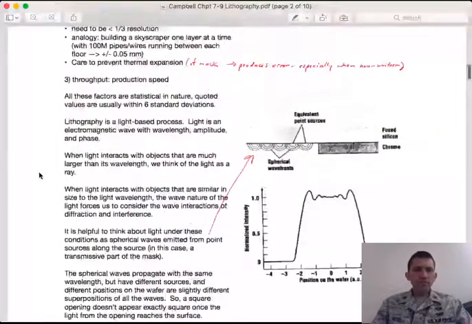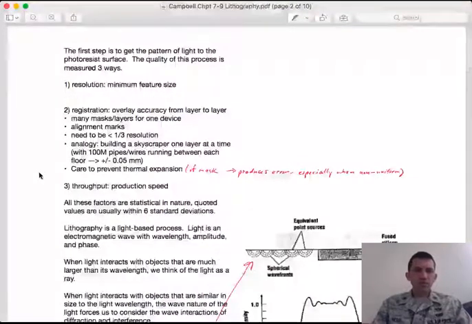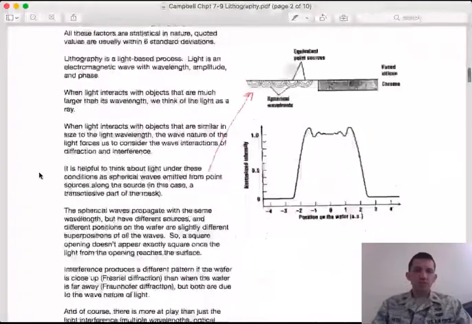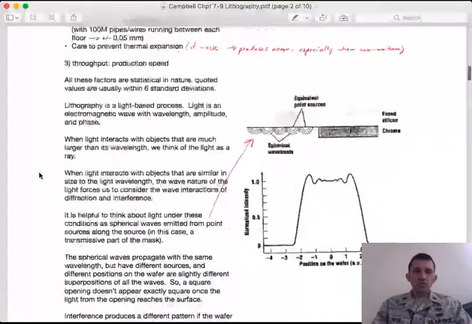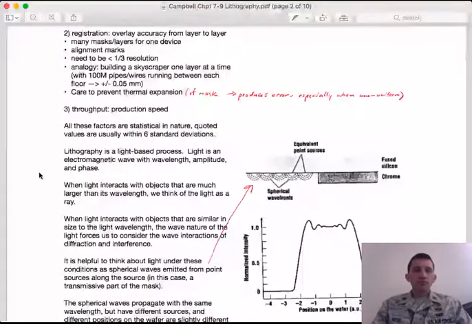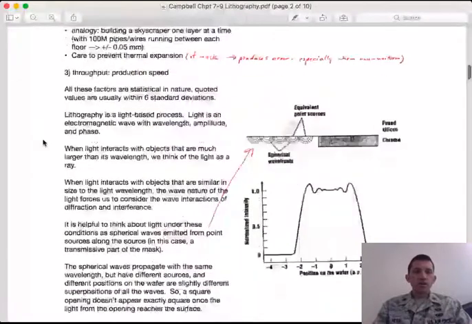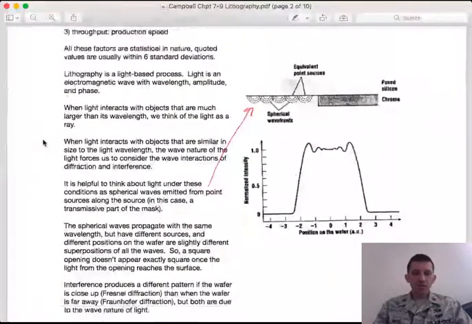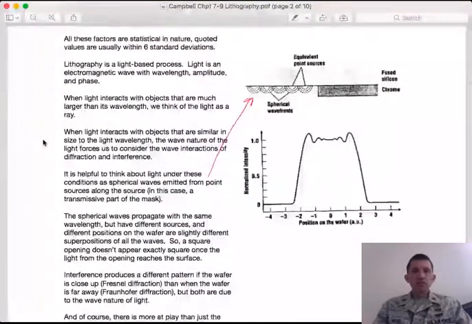And all of these measures here, resolution, registration, throughput, everything in this business is statistical in nature. And so if you were to measure the registration is such and such, plus or minus some value, we're talking about bounds that are specified to within 6 standard deviations, right? If you've ever heard Lean Six Sigma, that sort of thing, that's the Six Sigma that we're talking about.